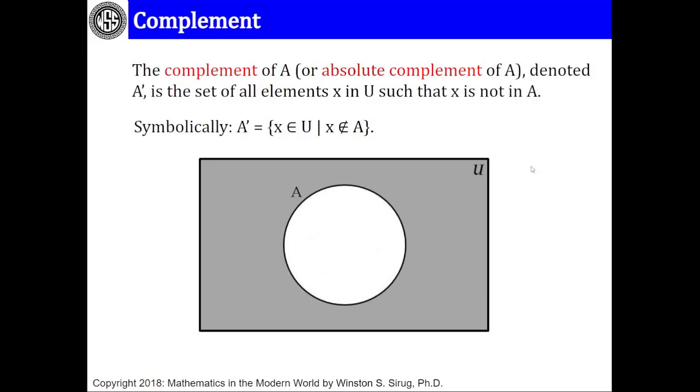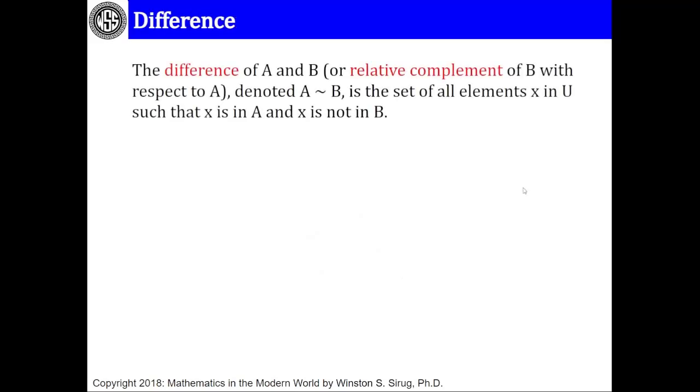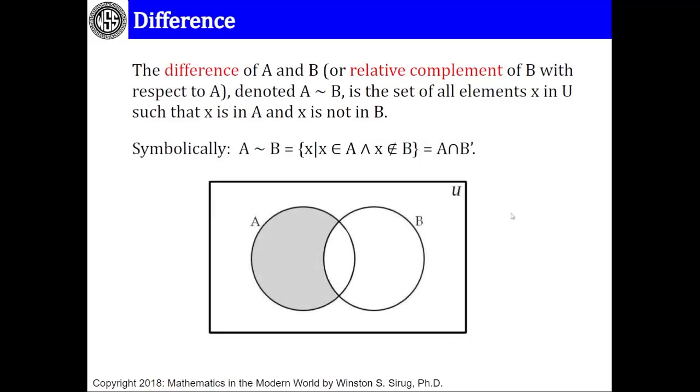Yan. Ito po yun. So, difference of A and B or relative complement of B with respect to A, denoted by A difference B. It's the set of all elements X in U such that X is in A and X is not in B. So, ito yung symbolical figure ng difference. If you would notice, ang X natin ay nandito. And yung value ni B ay natanggal dun sa A, sa naging intersection niya with A.